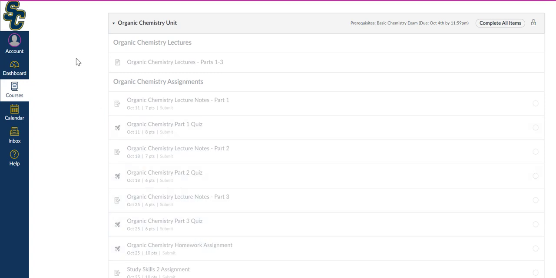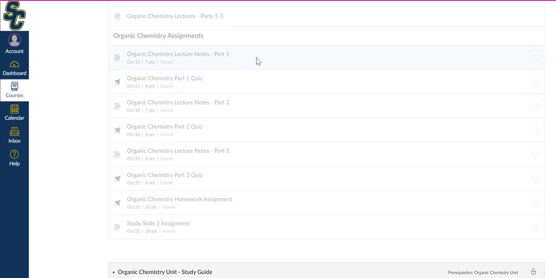And you can see that it is organized in the same way. We have our lectures for that. In our organic chemistry unit, we actually have it split out into 3 weeks. So we have our organic chemistry lectures, parts 1 through 3, which is the same as our general chemistry one, where we have the different videos for the different parts. And then you can see here that part 1 is due by October 11th, which is the notes and the quiz. Part 2, notes and quiz due on the 18th. Part 3, notes and quiz due by October 25th.